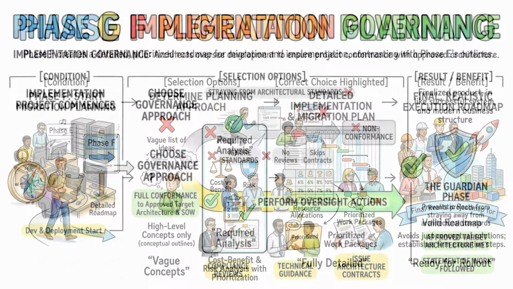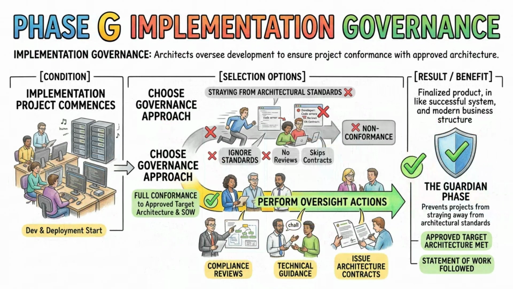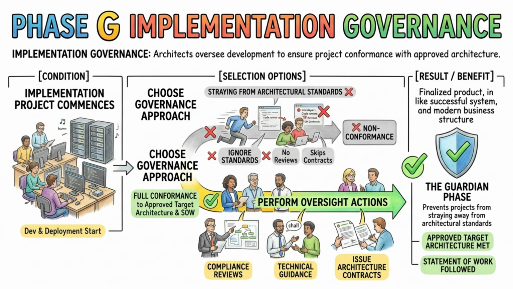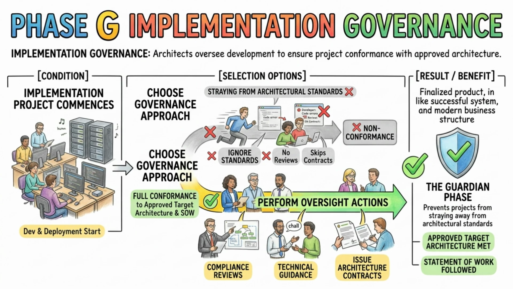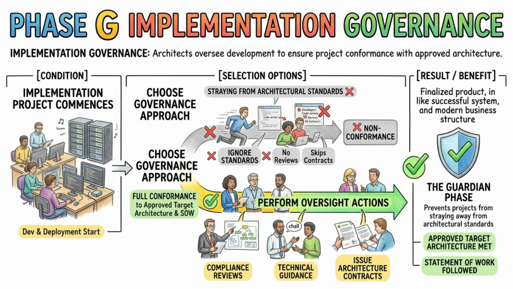Phase G is implementation governance, where the architecture team shifts into an oversight role during actual software development and deployment. The goal of Phase G is to ensure that implementation projects conform fully to the approved target architecture and statement of work. Architects perform compliance reviews, issue architecture contracts, and provide technical guidance when developers encounter unexpected build challenges. The exam emphasizes Phase G as the guardian phase that prevents projects from straying away from architectural standards.